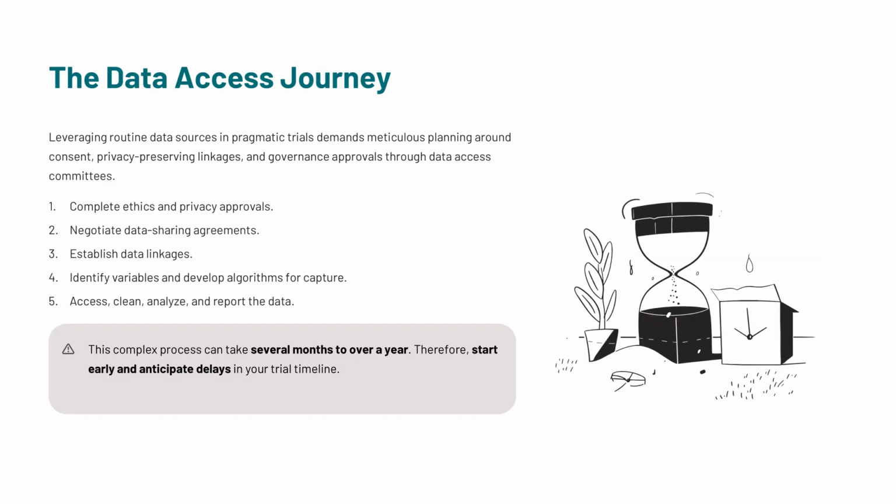Leveraging these data sources in pragmatic trials demands planning around consent, privacy-preserving linkages, and governance approvals through data access committees. For example, it can take several months to over a year to complete ethics and privacy approvals, negotiate data sharing agreements, establish linkages, identify variables that can be captured in these data sources, develop algorithms to capture these variables, access, clean, analyze, and report the data. Therefore, start early and anticipate delays.